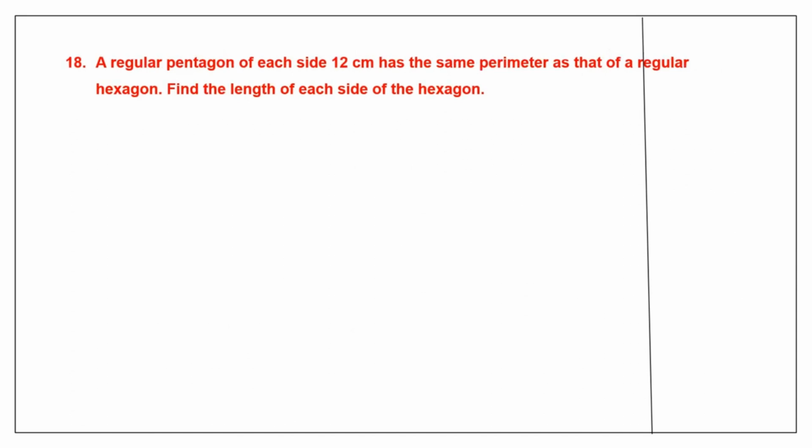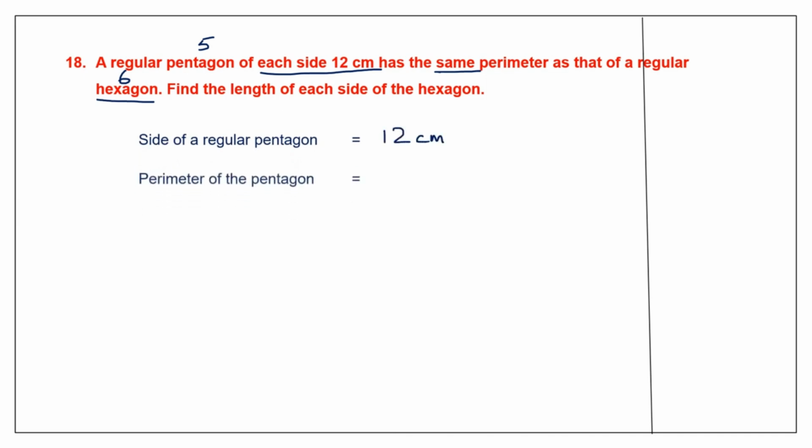Question 18. A regular pentagon of each side 12 centimeters has the same perimeter as that of a regular hexagon. Find the length of each side of the hexagon. So pentagon has 5 sides, a hexagon has 6 sides. So let's first find the perimeter of the pentagon because the side of the pentagon is given. So the side of a regular pentagon has been given as 12 centimeters. So perimeter is the number of sides into the side, isn't it?